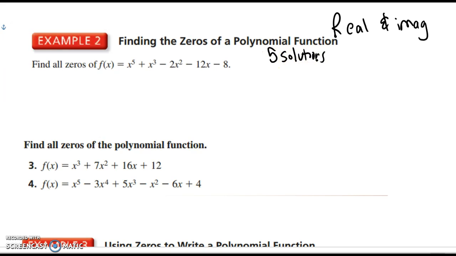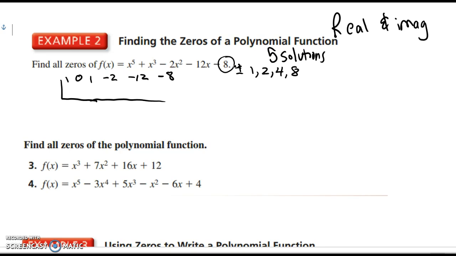So let's try one. I can't factor this, it's a big polynomial. So what I'm going to do is do synthetic division with all my possible zeros. It starts out with a 1, so I'm looking for just factors of 8. So I want to either choose plus or minus 1, 2, 4, or 8. So I'm going to do synthetic division. Notice I'm missing the 4th degree, so I need to put a 0 in. Then a 1, then a negative 2, negative 12, and negative 8.